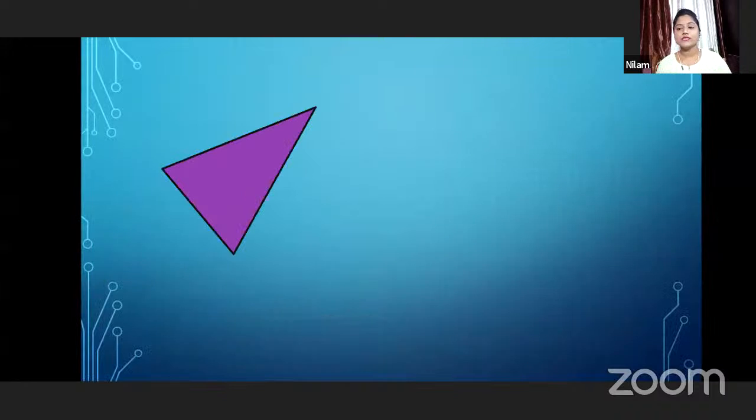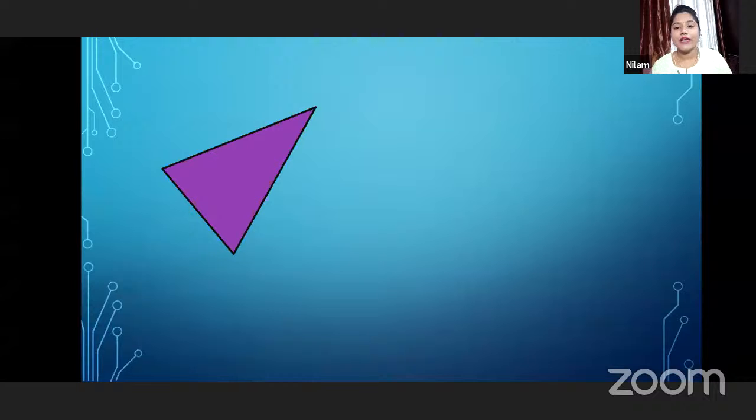So see, now this is the triangle. How will we find out which is the base and which is the height in this? There are three sides you can see. It is a triangle, but we don't know what the base and the height are in this. So how can we find out?